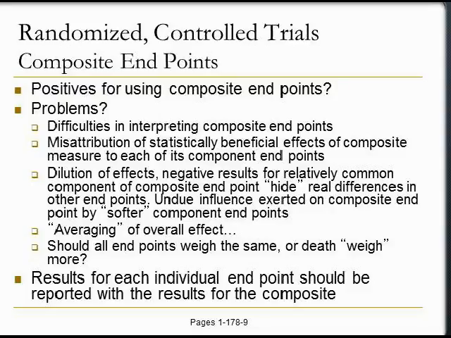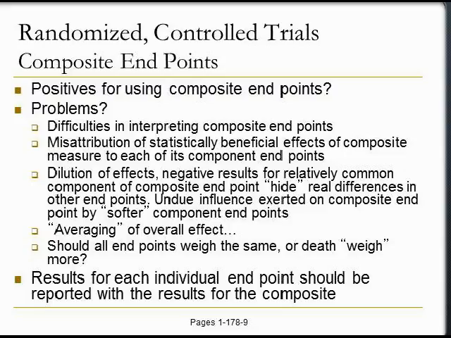Composite endpoints. So why are composite endpoints such as this used? Well, they're used because they reduce the number of subjects that we need. Okay, if we can capture mortality, we can capture heart failure, we can capture MI, we can capture diabetes, then we have more events, and so our sample sizes go down and the cost of trials goes down. But there's lots of factors that are important. We don't always know how to interpret those composite endpoints.